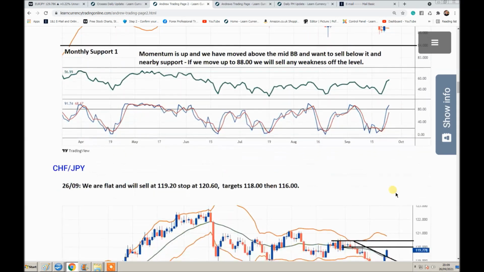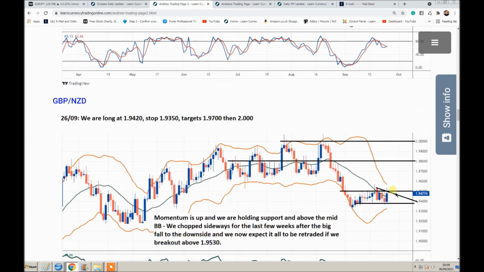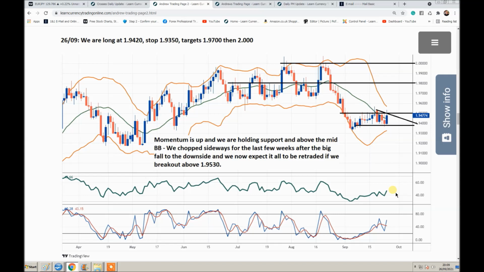Where are we going to go next? Let's go to GBP NZD. Again, in this pair, you get obviously a heavy fall. We come in aggressively above the 194 level. Look at this, choppy and sideways. But a nice blue candle on Friday, just below the 195 level. Get through 195.30, we should see a decent move to the upside.